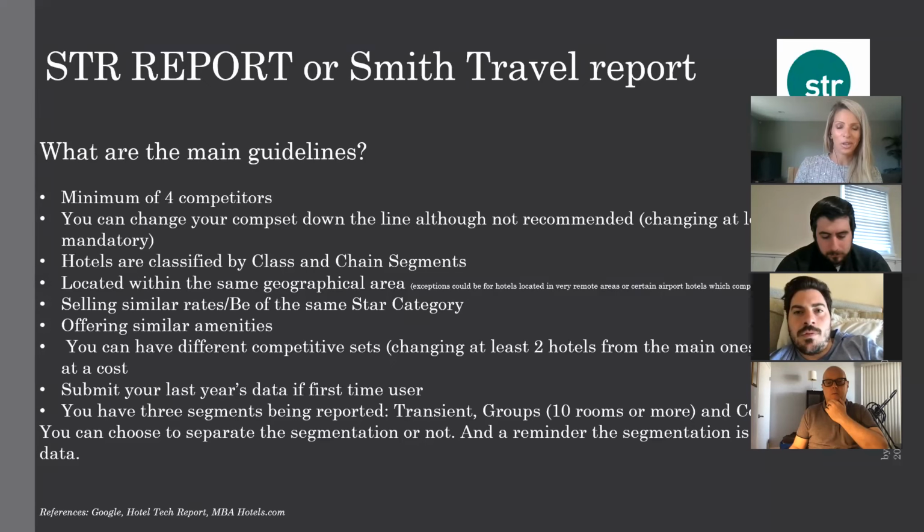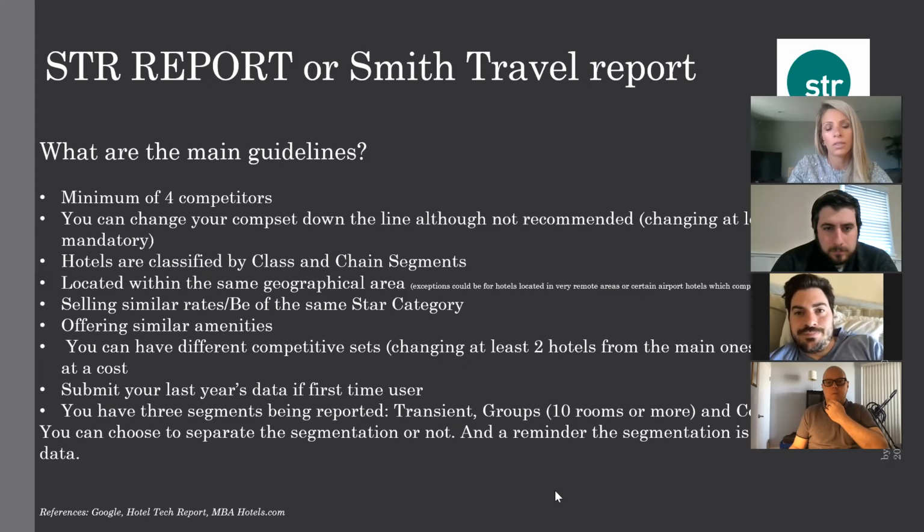But as Director of Revenue Management, we don't recommend that because you lose the accuracy of your data, in the sense that next year, you're not going to be able to look back and really compare apples to apples. So that's why it's so important from the start to have the right competitive set. And what is the right competitive set?